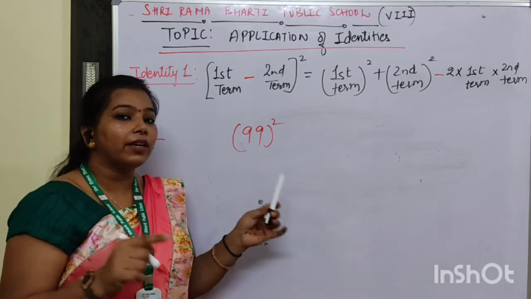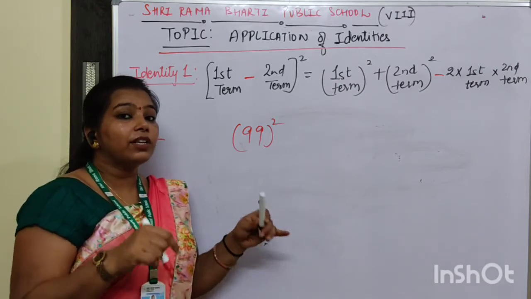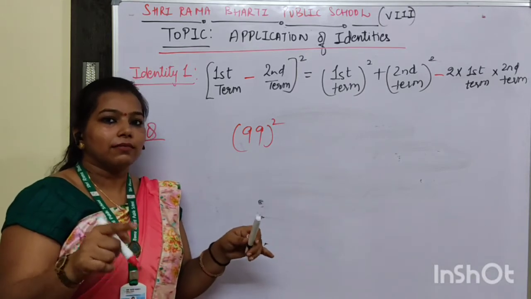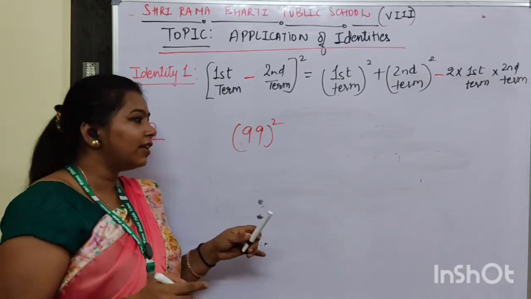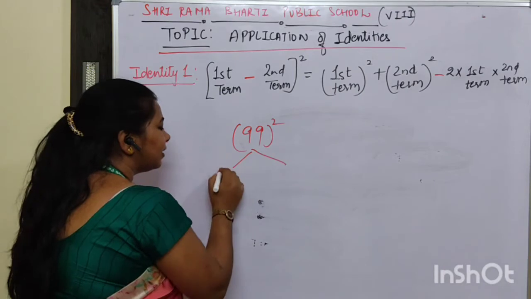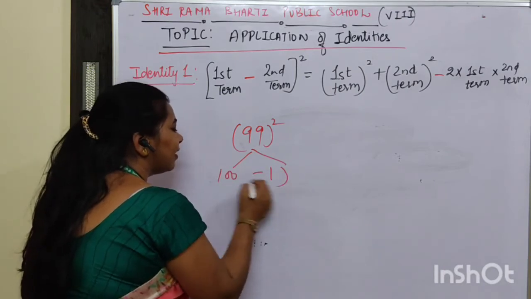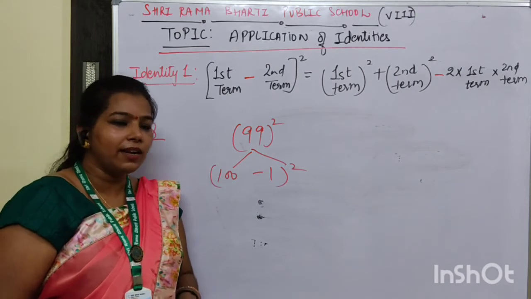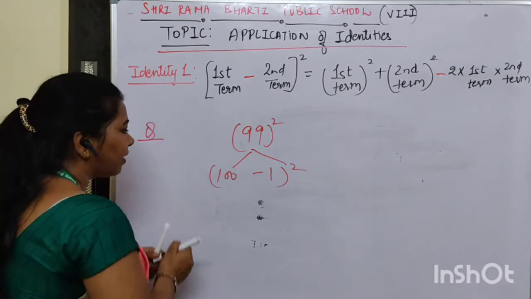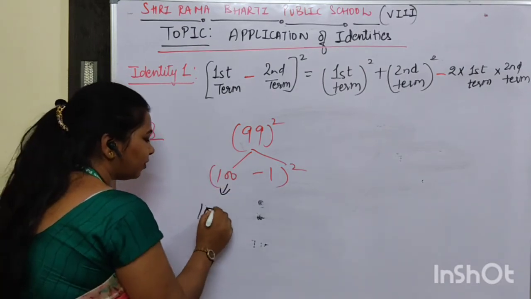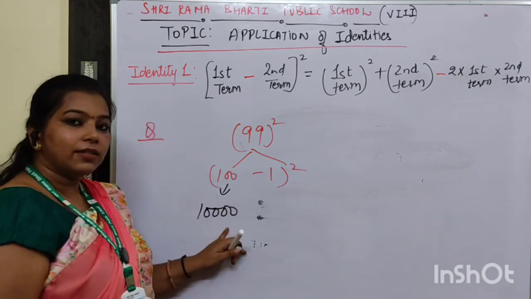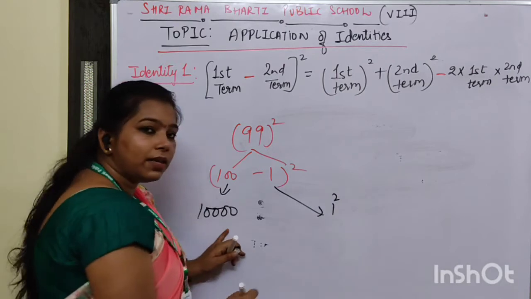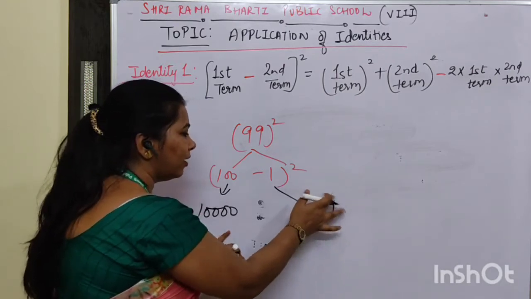If you wanted to find it out by the traditional method, 99 multiply 99, I think it is difficult, right? So let me write it as 100 minus 1 whole square. We can write the first number square. My first number is 100, so 100 square is 10,000. 1 square means only 1.